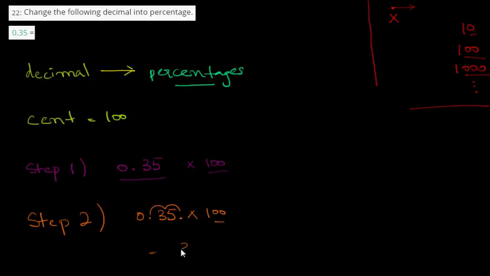Now I can write this down as 35.0, but that is not required since we need to convert it into a percentage. So we use the percent symbol instead, and we're done. So 0.35 when converted into a percentage is 35%.